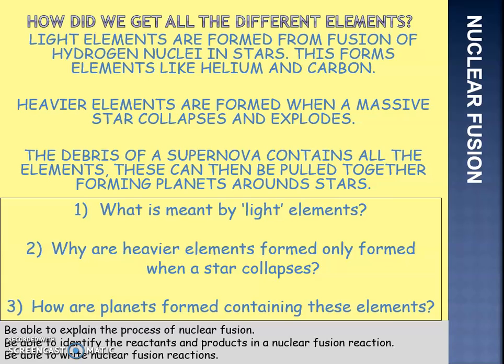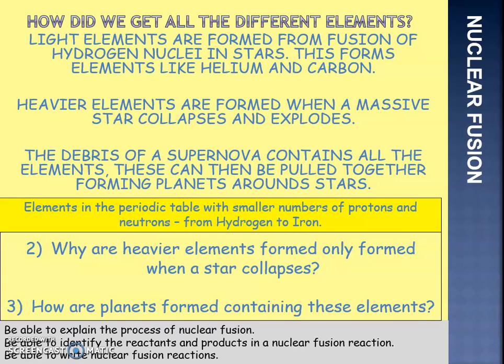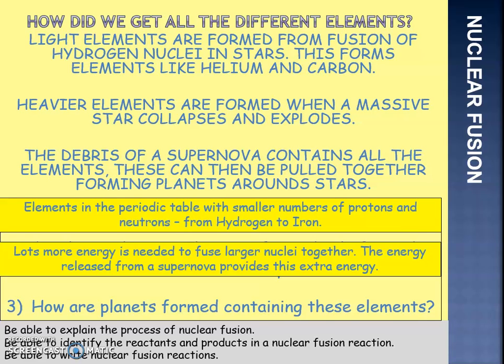Okay, question 1. Light elements, elements in the periodic table with smaller numbers of protons and neutrons. We'd classify smaller elements as hydrogen to iron, so they're the lighter elements that form. Why are heavier elements only formed when a star collapses? It's because lots more energy is needed to fuse those together. The energy released from a supernova provides this extra energy. Even though it releases energy, it needs energy to kick it off and start it going.